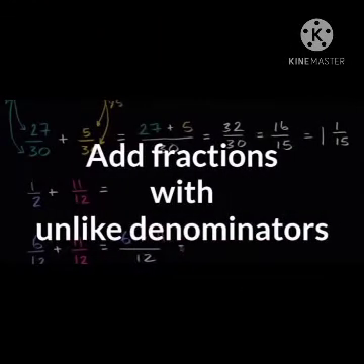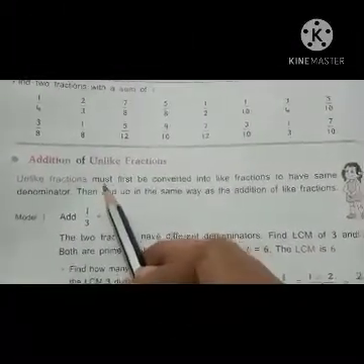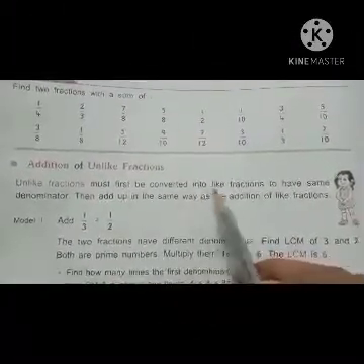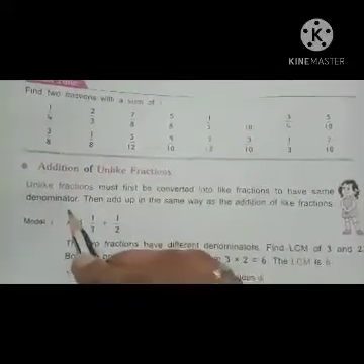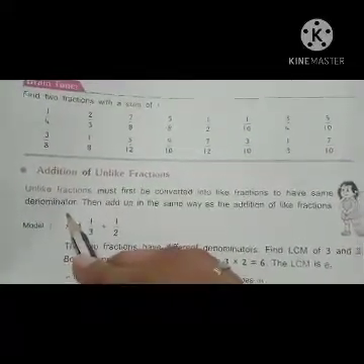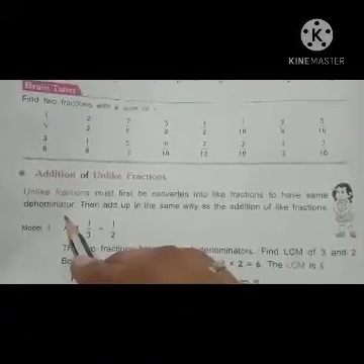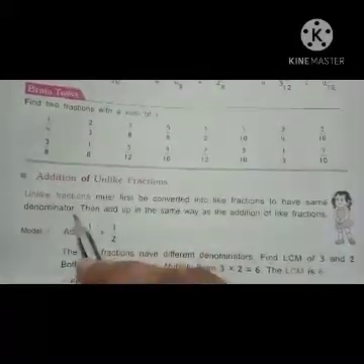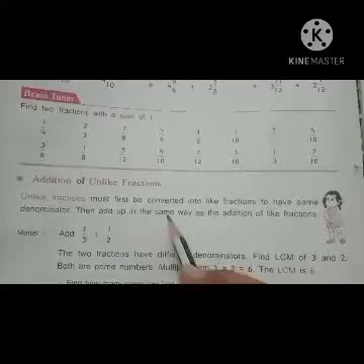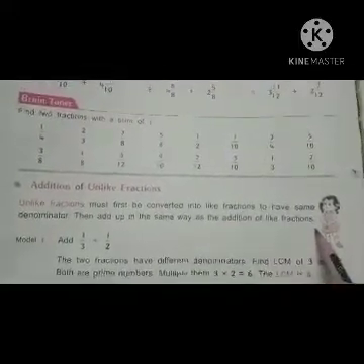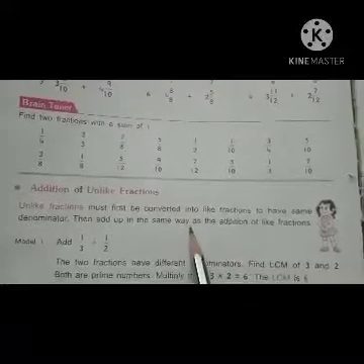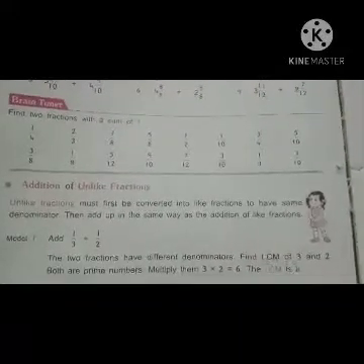Okay children? Addition of unlike fractions. Unlike fractions must first be converted into like fractions to have the same denominators. Then add up in the same way as the addition of like fractions.